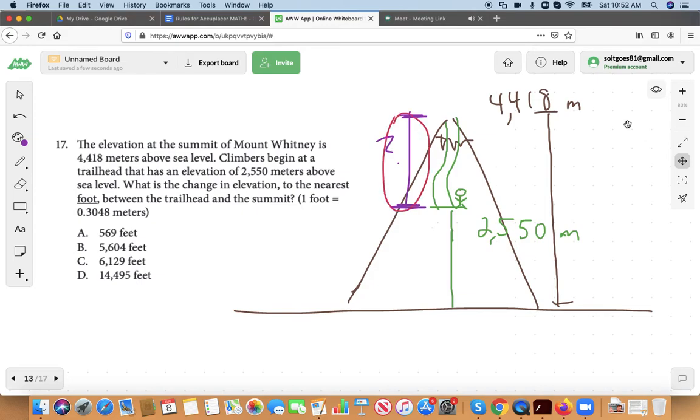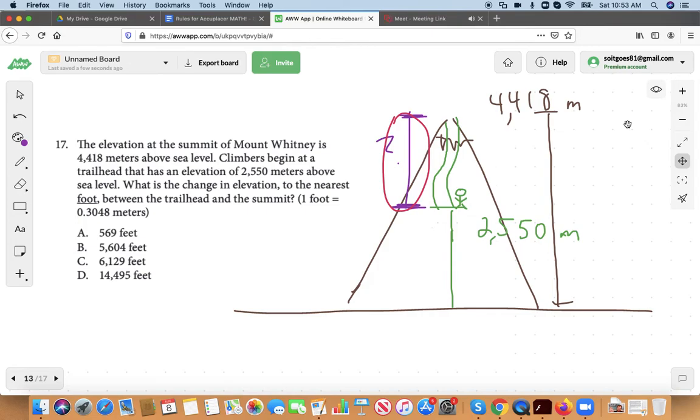How could we find the missing amount? Divide? Well, go ahead and do it. Try that. Let's do it. 4,418 divided by 2,550. What do you get? 1.7. Yeah. Other numbers. Does that look like that's 1.7 meters? I don't really know.